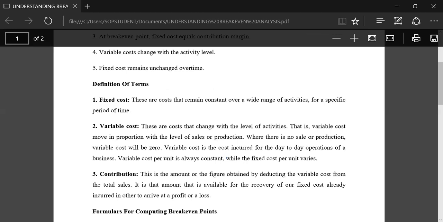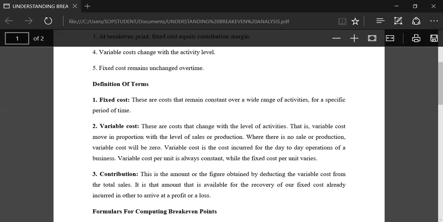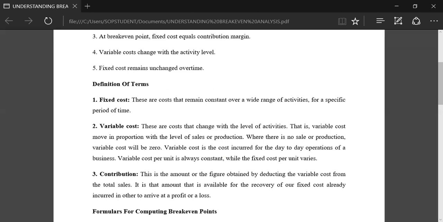So we want to quickly explain some terms before we go fully into how it works. Fixed costs. Fixed costs are costs that remain constant over a period of time. They remain unchanged. For example, rent. Your rent remains the same for a period of time until it is increased, but it remains constant for a number of years.